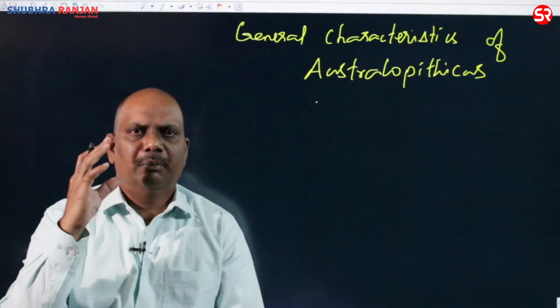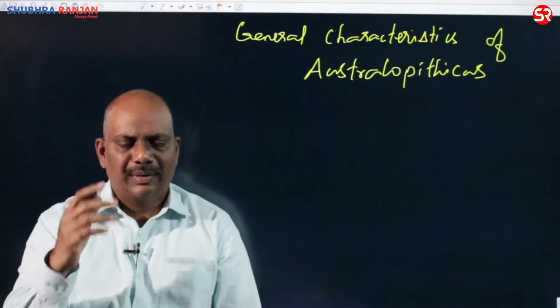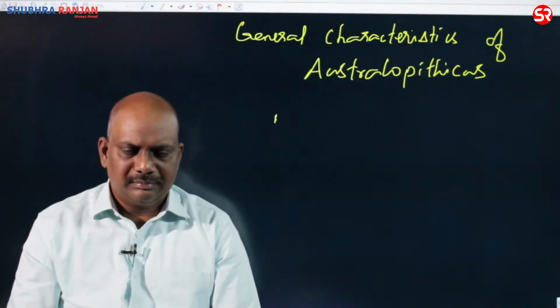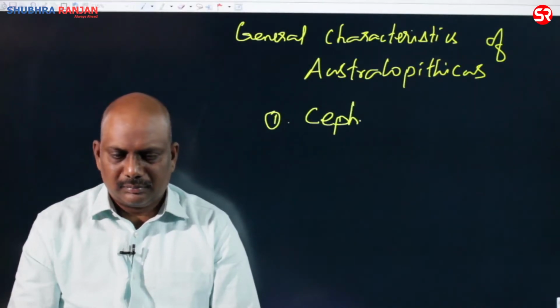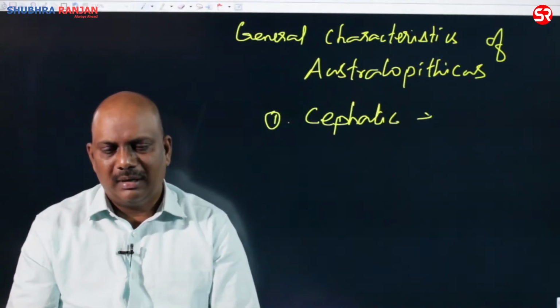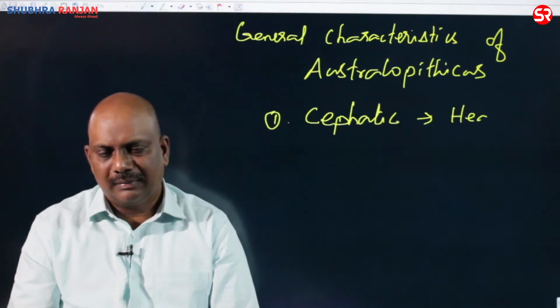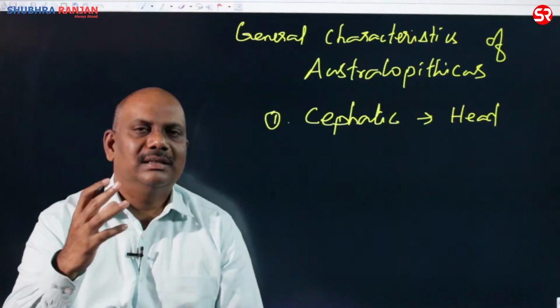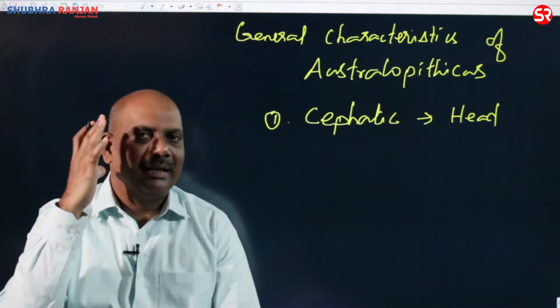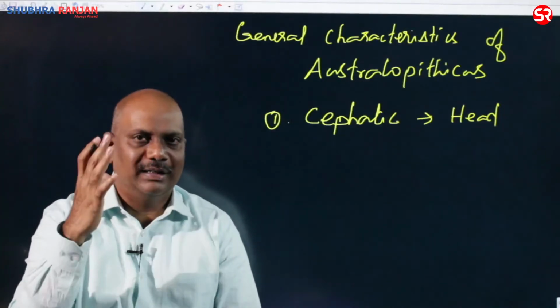This, right, we can broadly classify into three. The first one is this cephalic region. By cephalic, this refers to head. The cephalic characters, that regions associated with head is called as cephalic. This is cephalic region. Okay.